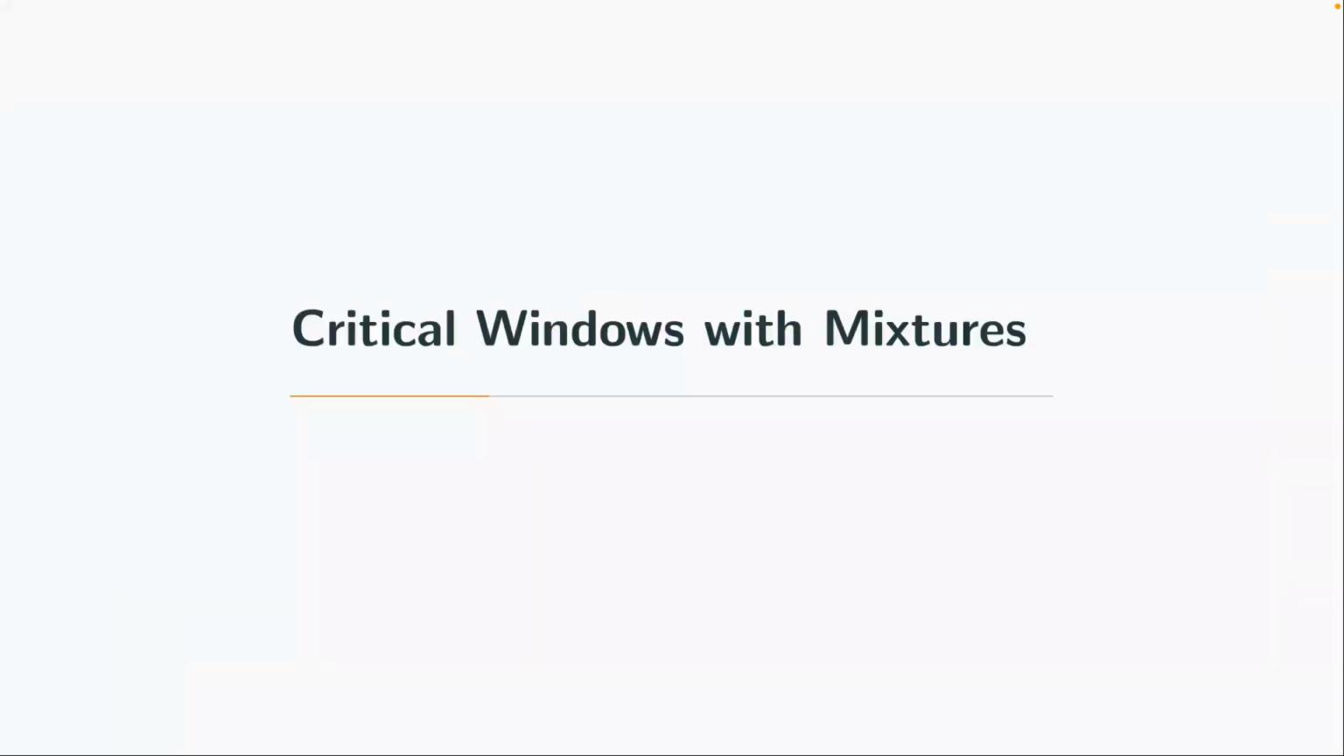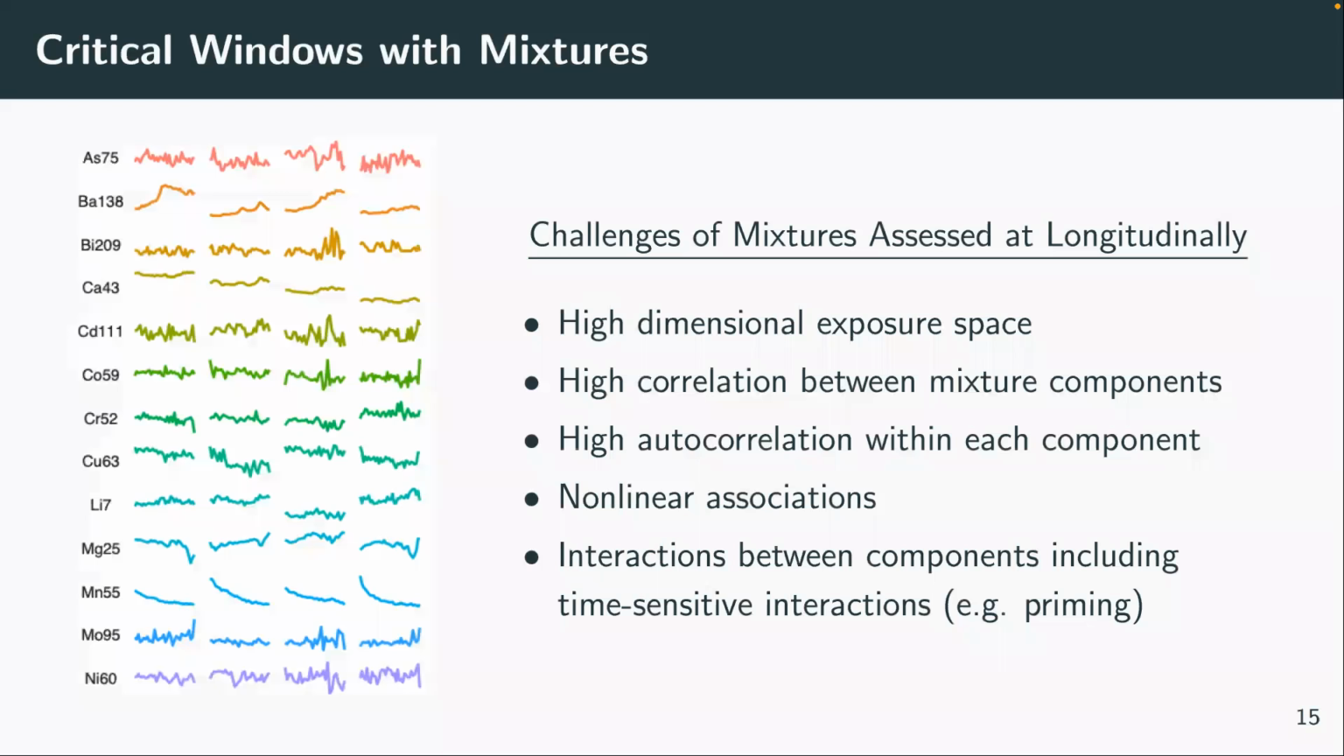So how about critical windows with mixtures? There are a lot of challenges when we think about critical windows with mixtures. This is a data setting where we have multiple components of a mixture. This little schematic, not the data I use, is metals, and each column represents an individual. For each of these components, we have repeated measures of their exposure. So this turns out to be a high dimensional exposure space once we multiply our number of components times the number of time points.